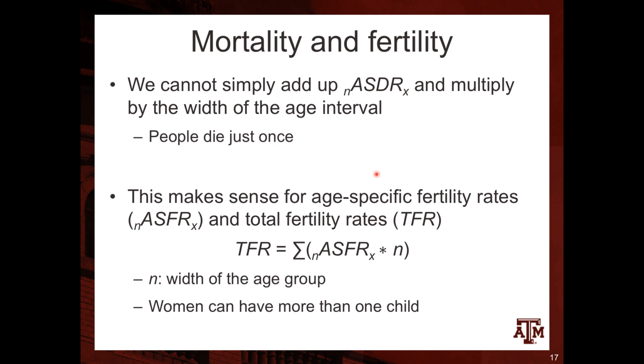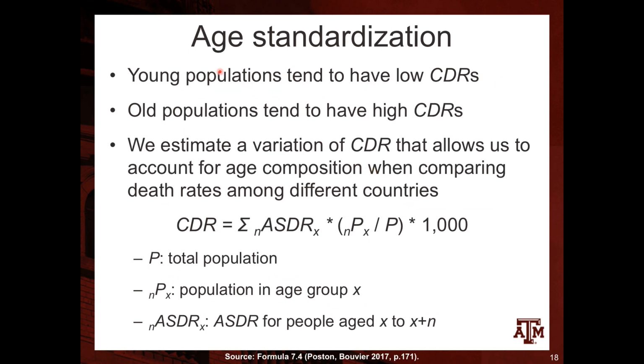So that's the reason that we have to come up with other indicators in order to compare mortality levels of different countries. And age standardization is one of these techniques. As we talked before, young populations tend to have low crude death rates because young people have lower chances of dying, and old populations tend to have high crude death rates, exactly because older people have higher chances of dying. So what we pretty much have to do is to estimate a variation of the crude death rate that will allow us to account for age composition when comparing death rates among different countries.